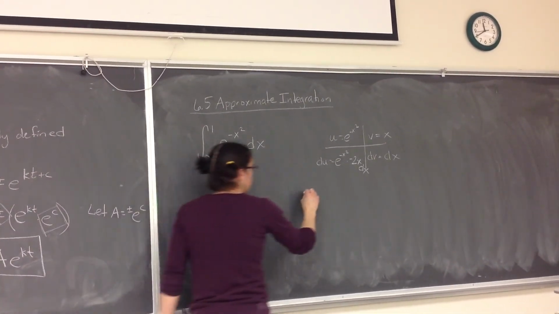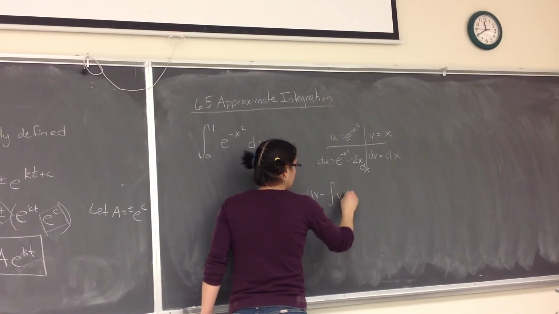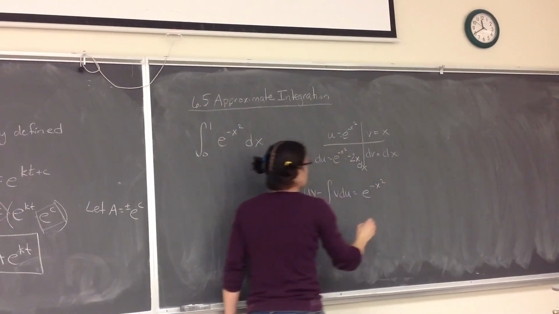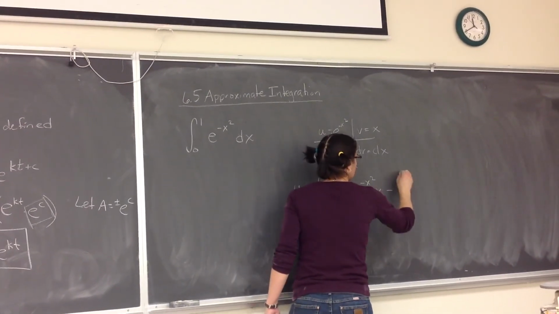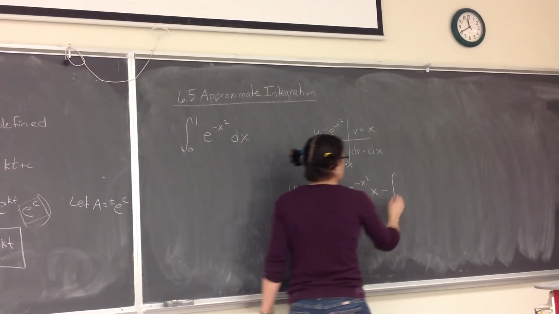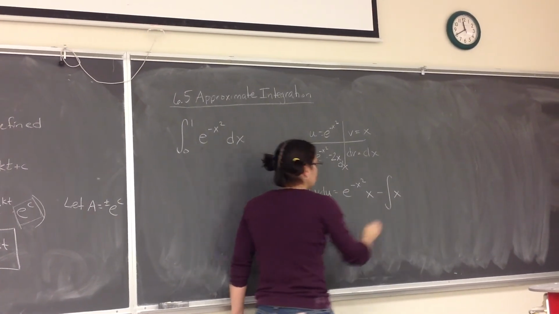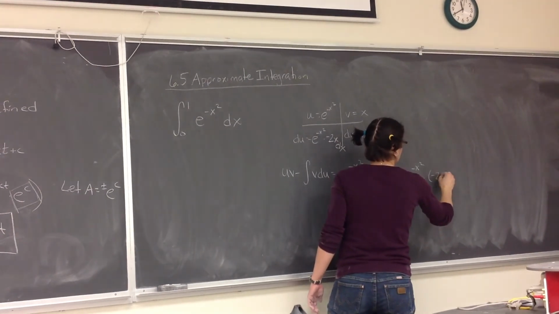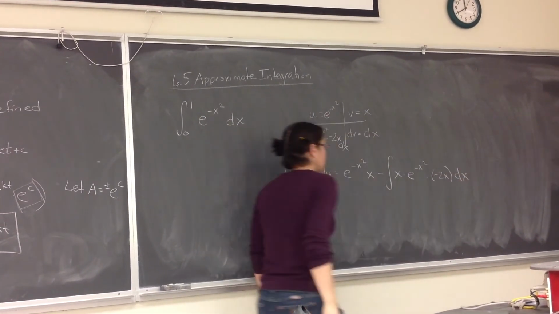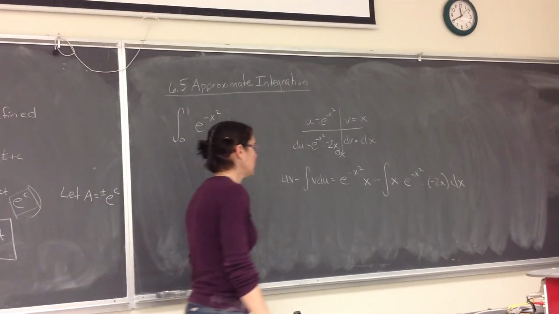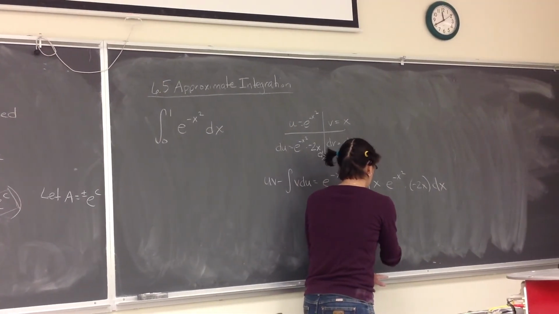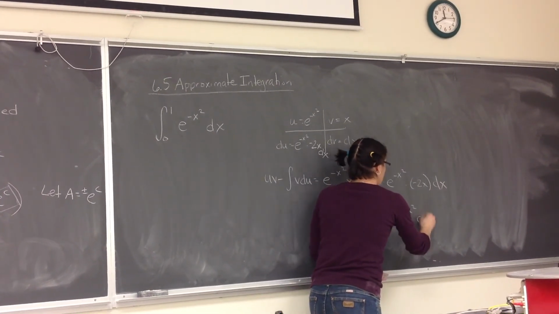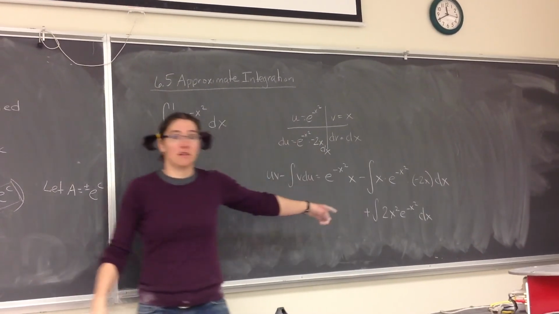And so our uv minus the integral of v du is going to look like e to the minus x squared times x minus the integral of v, which is an x, times e to the minus x squared times negative 2x dx. And then this integral, well, we've got plus 2x squared e to the minus x squared dx, and that just made it worse than when we started.